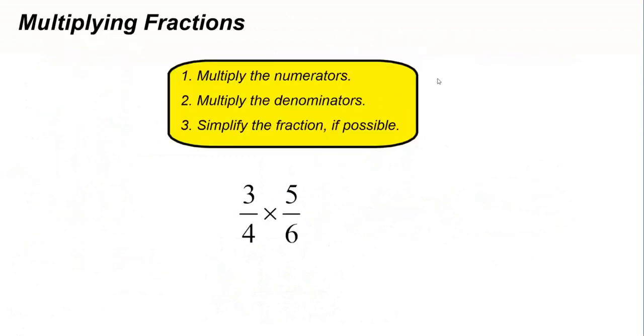Multiplying fractions is even more straightforward. We're going to multiply the numerators, multiply the denominators, and then simplify the fraction if possible. So really top times top, bottom times bottom, and then simplify. In this case, 3/4 times 5/6 would be 15/24. And that can be simplified. These are both divisible by 3. We can simplify that to 5/8.